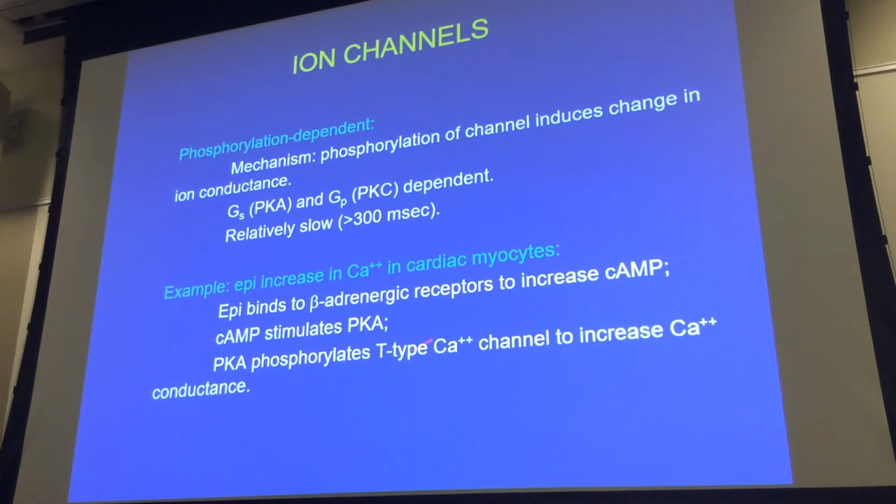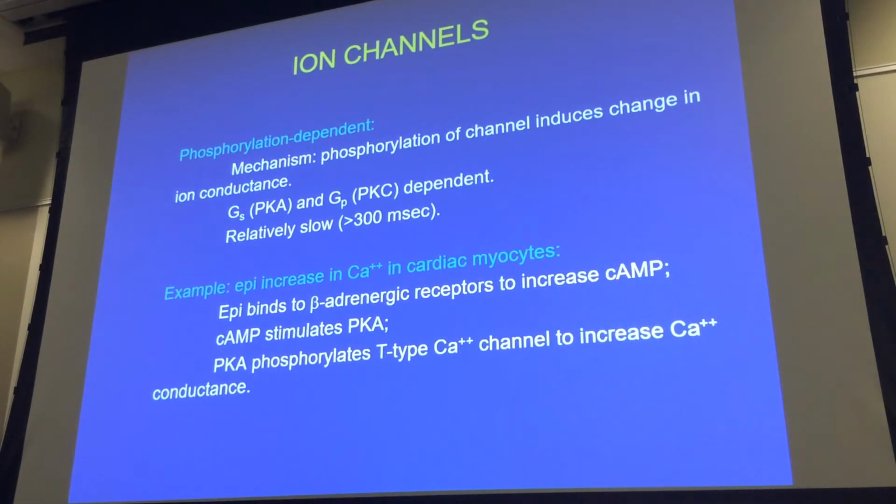So this slide tells you about the mechanisms of how the ion channel is activated by phosphorylation. A great example of this, I'll talk about in a minute, is the calcium channel in the cardiac myocyte. If a channel is phosphorylated, it can induce a change in the ion conductance. And if it's a calcium channel, phosphorylation of the calcium channel opens the calcium channel and allows calcium to go in the cell. And there are two ways that you can phosphorylate a calcium channel through a G protein.